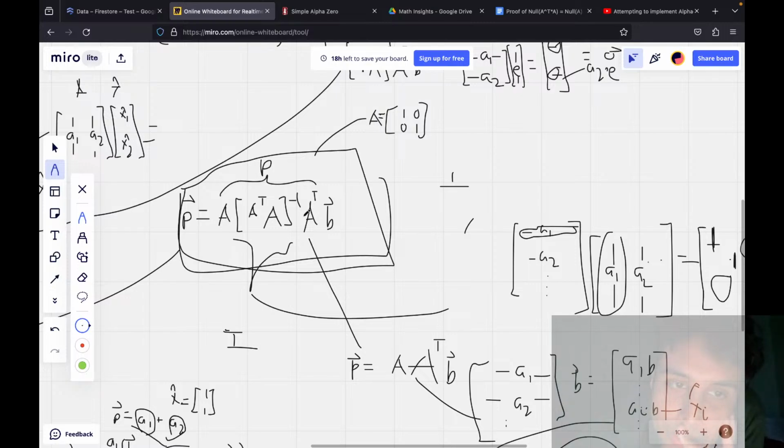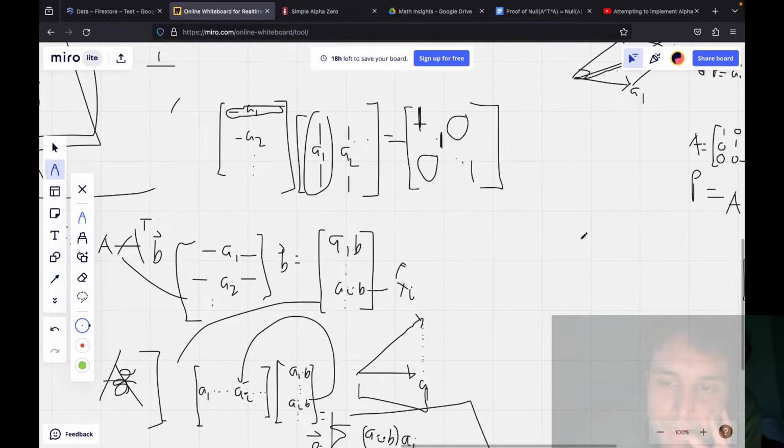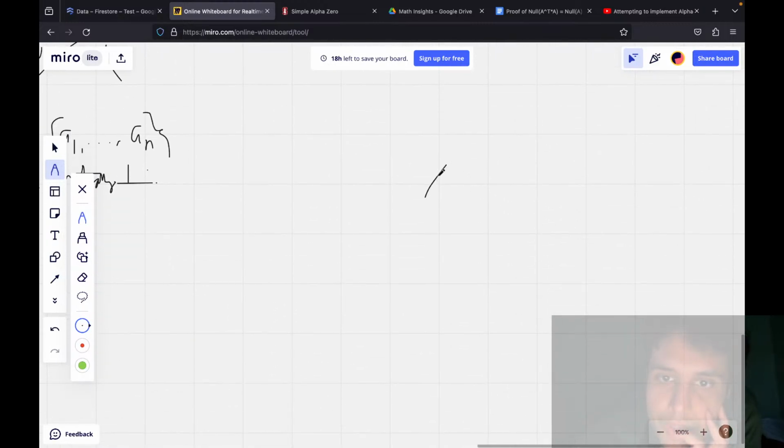Now, it's crucial that this ATA inverse exists, because not all matrices we can invert. You can only invert a matrix if all the columns are linearly independent. Now, what we want to show is that the crucial thing in this projection matrix is ATA. Is this invertible, right?